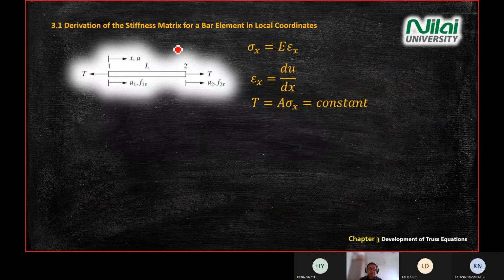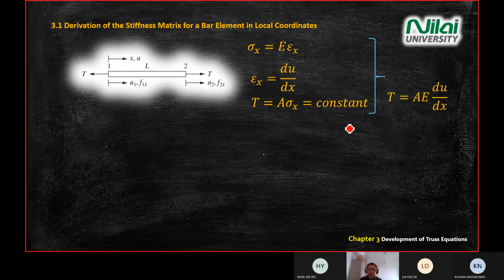So we pull the diagram and the equations together. We have the diagram, a bar diagram with the displacement and the forces at both ends. The first equation is the stress-strain equation. The second one is the definition of strain. And the third one is the force equation, the relation with the area times the stress. So these are the three equations so far.